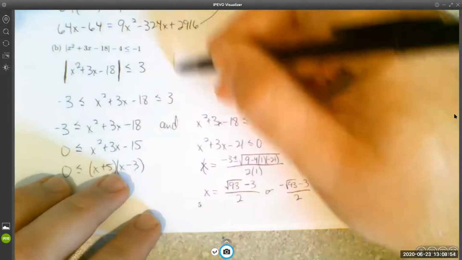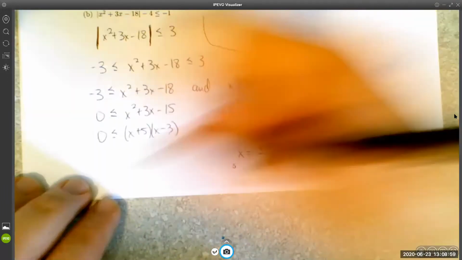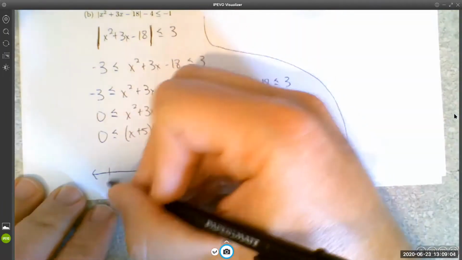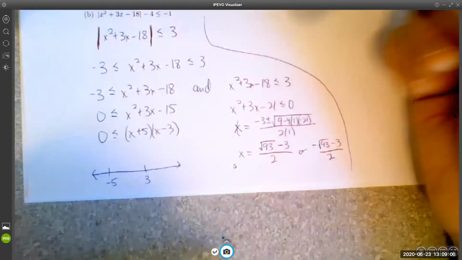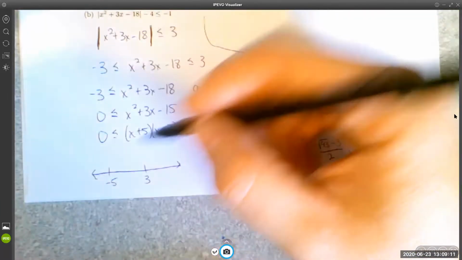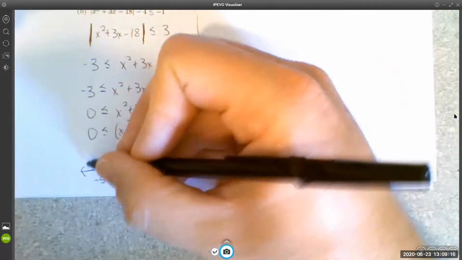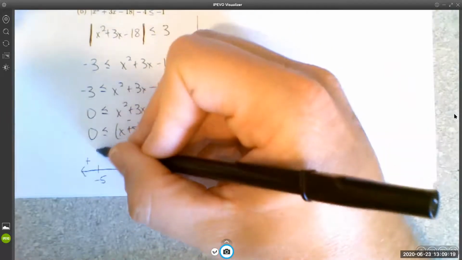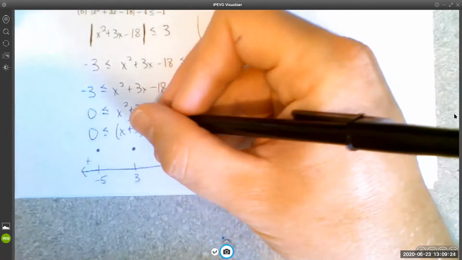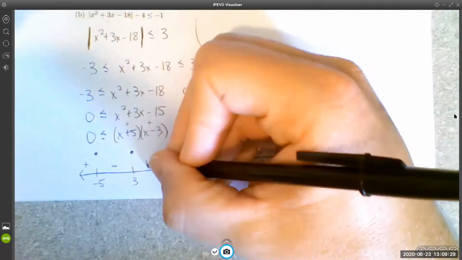Well, here we go. I don't even have enough room to finish the problem, to be honest. But here I can make my little number line. So I've got negative 5 and 3, and I can make my sign chart. In this region down here, if I plug in something like negative 6, I get a negative and a negative. That makes a positive. By the way, these should be closed circles. If I plug in something between negative 5 and 3, like 0, I get positive and negative. That makes a negative. If I plug in something like 4, I get 2 positives.